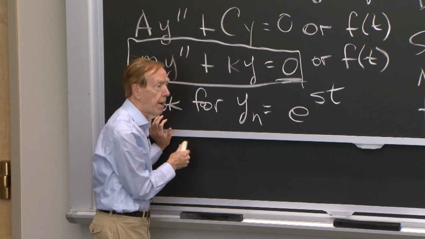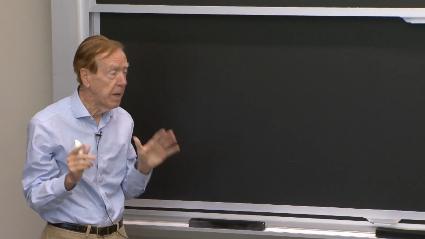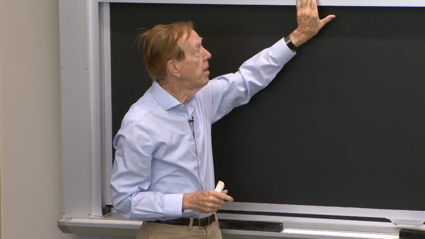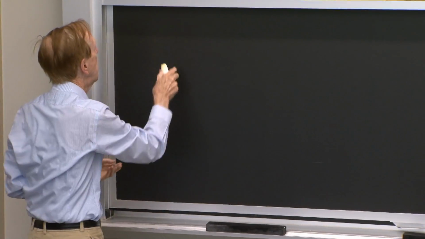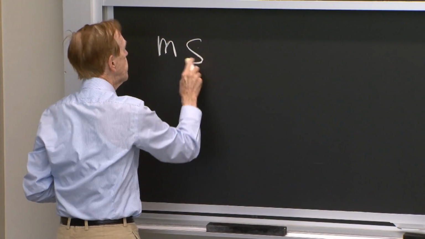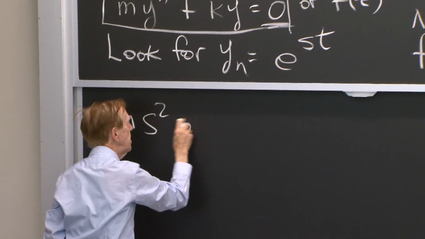So let's just do that. This is the most basic step. For null solutions will be exponentials. I substitute into the equation. I get m s squared, right? From 2 derivatives, it'll bring s down twice.